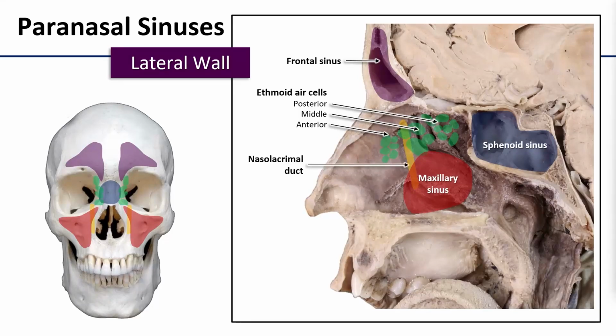All right, and finally, we've got the nasolacrimal duct, which is a hollow passageway that's going to connect from the eye orbit down into the nasal cavity, and it will carry old lacrimal fluid or tears down from the orbit and into the nose for disposal.